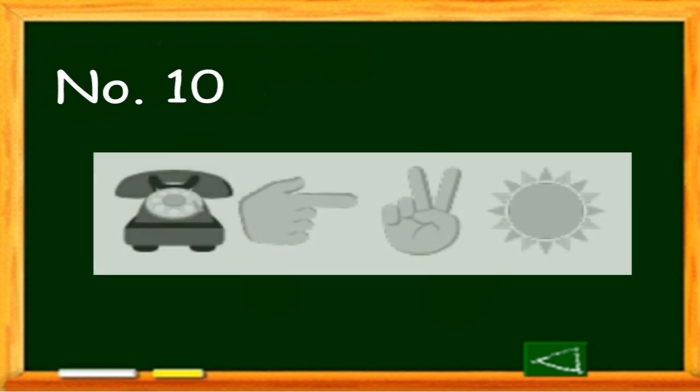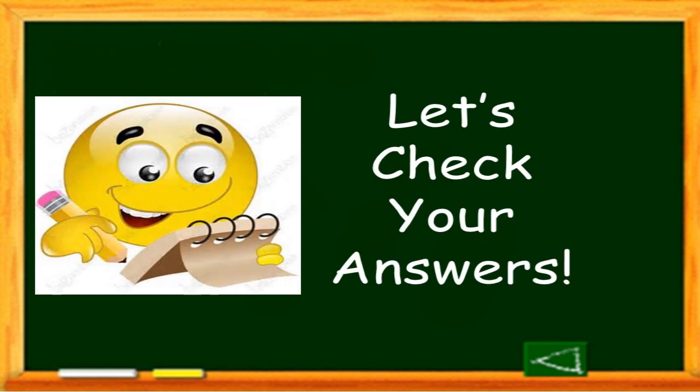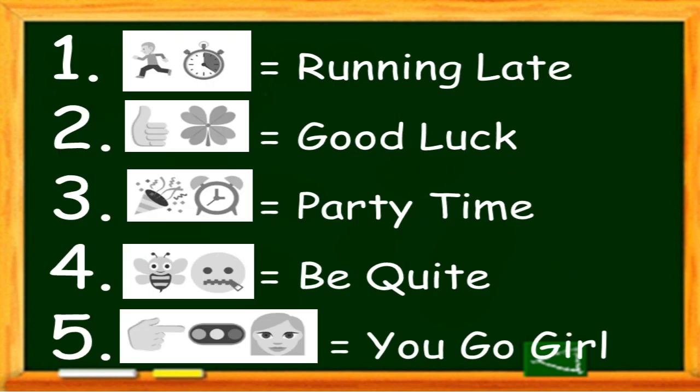And number 10. And now, let's try to check your answers. For number 1, it means running late. Number 2, it means good luck. Number 3, it means party time. Number 4, it means be quiet.